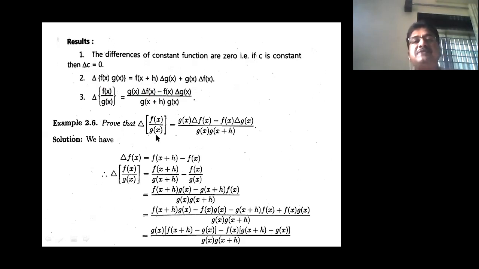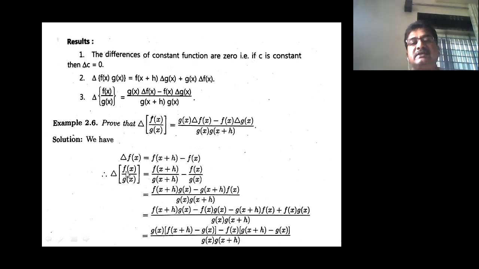So the proof of the second rule, that delta of f(x) by g(x) is this. What is delta f(x)? What is the definition of delta f(x)? The value of that function at the next point minus the value of the function at the point. Okay, so if you find delta of g(x), what is delta of g(x)? It is g(x plus h), that is the value of g(x) at the next point, minus g(x).